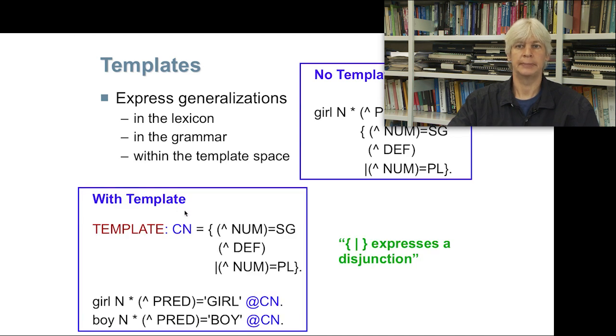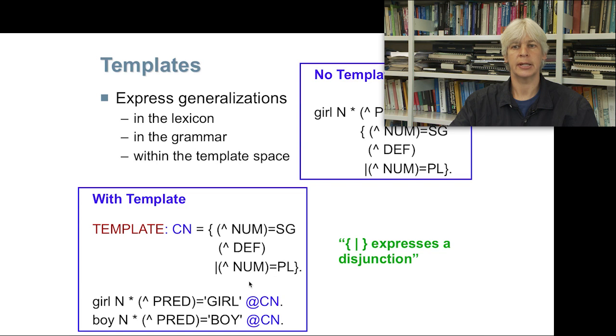With a template, what you can say is, okay, I'm going to define a template CN, which stands for count noun. Count nouns in English are either singular, and if they're singular, they have to be definite. There's no equals here. This is an existential equation. I'll talk about those in the next lesson. It's basically saying that it has to be definite. Or, if it's not definite, then it is plural. So you can say a girl, the girl. You can't just say girl, but you can just say girls without a definite article in English.